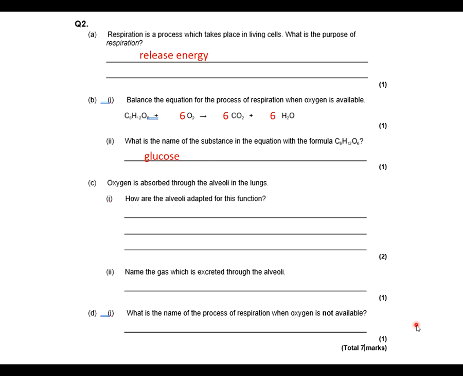Glucose. Right, oxygen is absorbed through the alveoli in the lungs. How are the alveoli adapted for their function? And this was something we did back in chapter 2. So alveoli have got a large surface area, they're thin, they're moist, have got a good blood supply. Name the gas which is excreted through the alveoli. So which gas do we get rid of? Carbon dioxide. And what is the name of the process of respiration when oxygen is not available? It's anaerobic respiration.